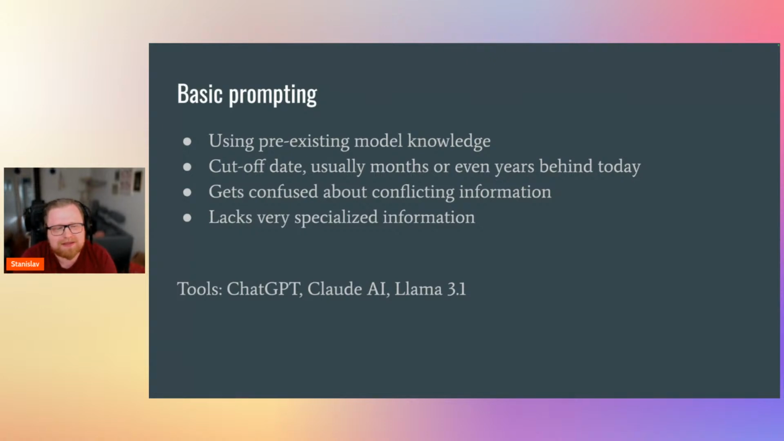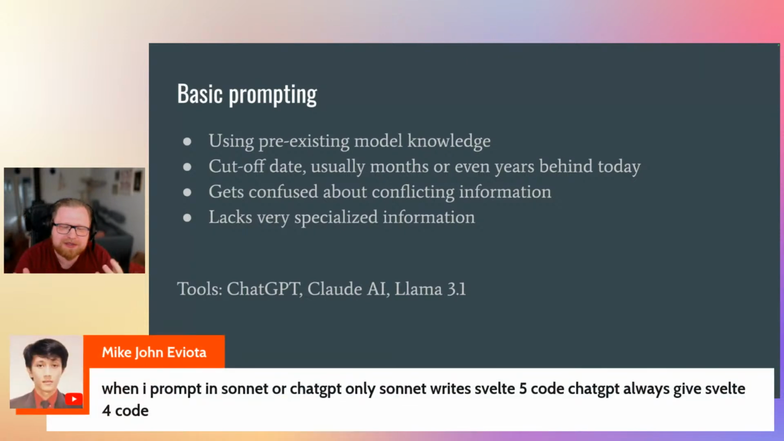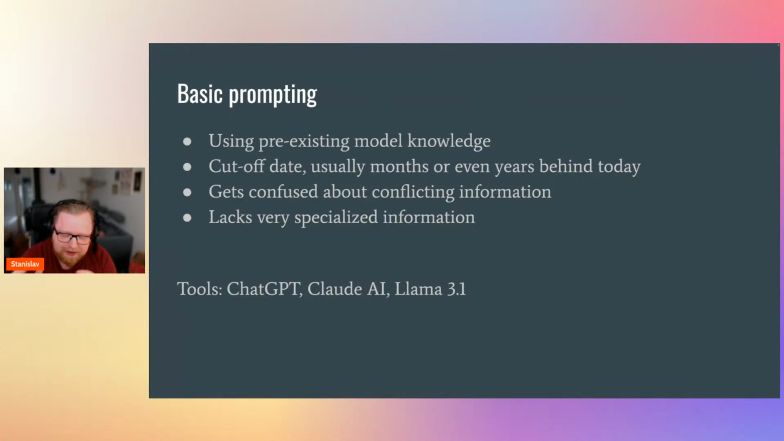Another thing is that it gets confused about conflicting information. If people used to do things one way in Kit 1, for example, and then in Kit 2 it's done differently, now you have multiple approaches that are competing, and the AI doesn't always know how to respond correctly.